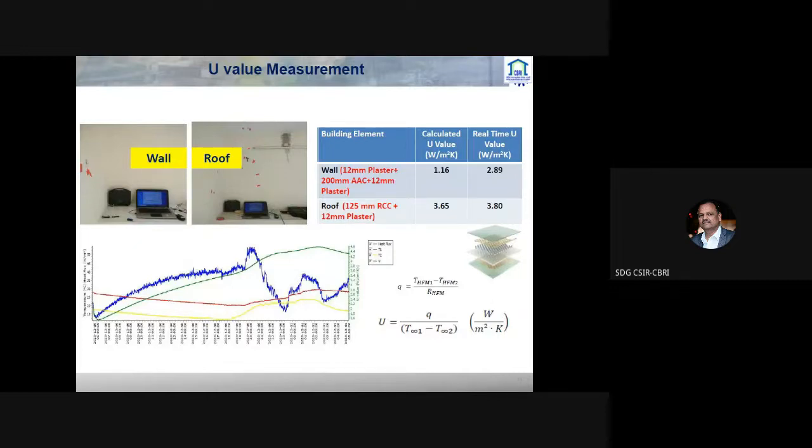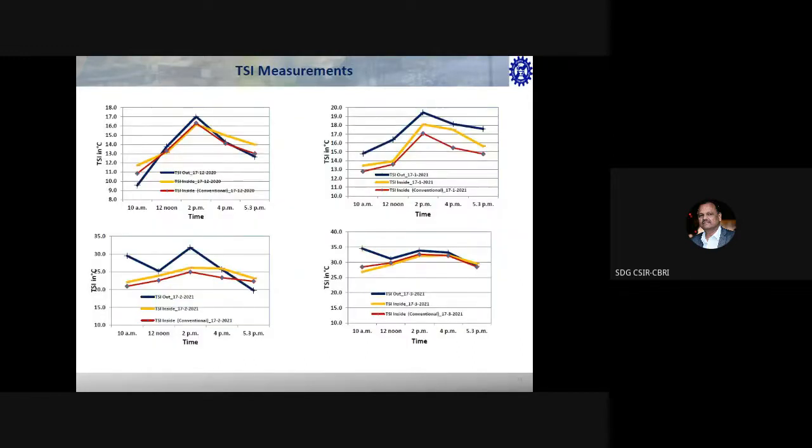For the AAC block used in that building, the calculated U value and the real-time value are different in actuality, because for the U value calculation we consider the thermal conductivity of a particular material, but the wall may be made up of cement mortar plus the additional blocks. In reality the thickness is different. So what is the actual U value that we need to measure? That we have measured here, and it is used to find out the thermal comfort condition, and also to find out the heat gains.